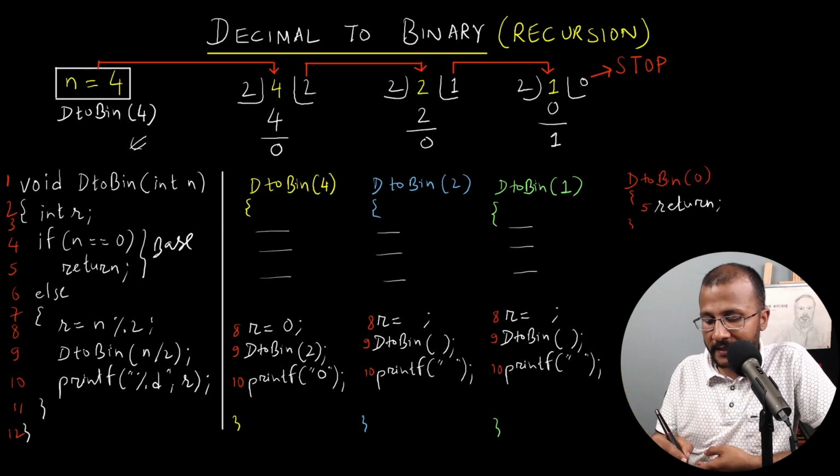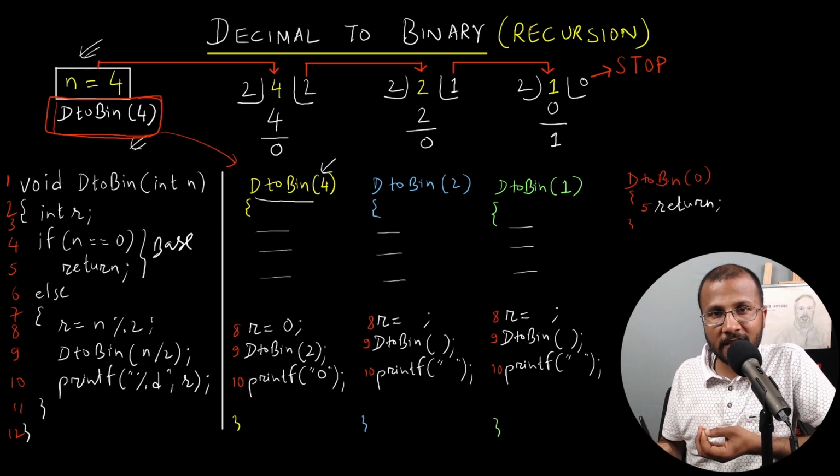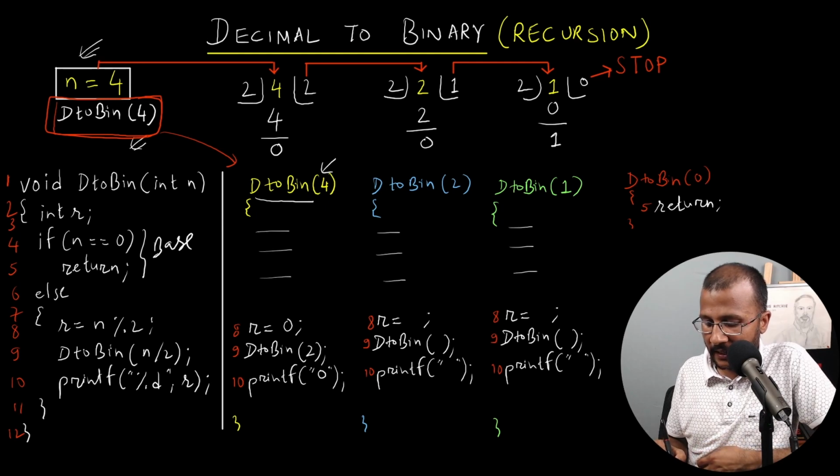First of all, let's assume that the value of n is 4. Initially from the main function, I'll make a call to this function decimal to binary by passing n as 4. So this is the first call to this function decimal to binary. This is the instance of decimal to binary where n is 4. Whenever n is 4, it will obviously go to the else part. I have already written down the else part, that is line number 8, line number 9 and line number 10.